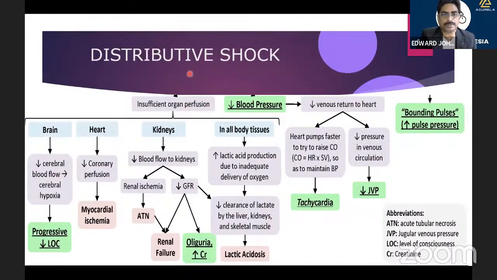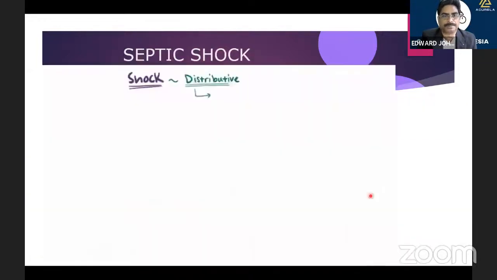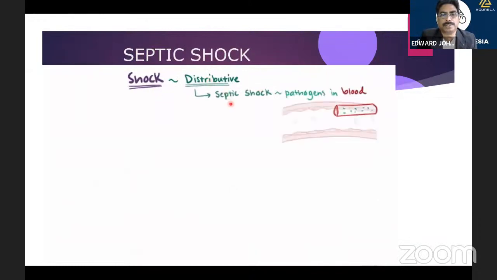Once again, when the distributive shock leads to reduced organ perfusion, the end organ damage will occur. Brain, loss of consciousness; heart, myocardial ischemia; kidney, there will be renal failure; and in all other tissues, there will be lactic acidosis. So you get tachycardia, reduced JVP, and your wide pulse pressure. So septic shock is a distributive shock.